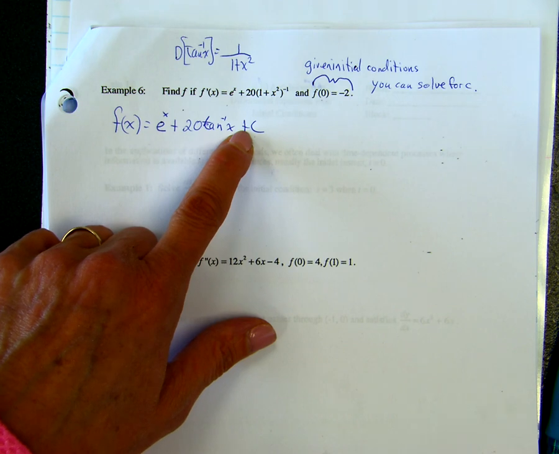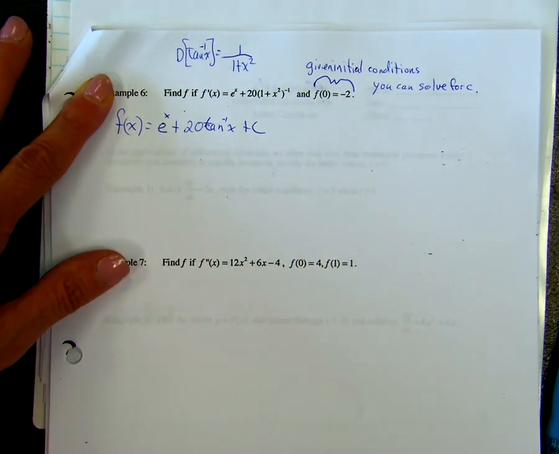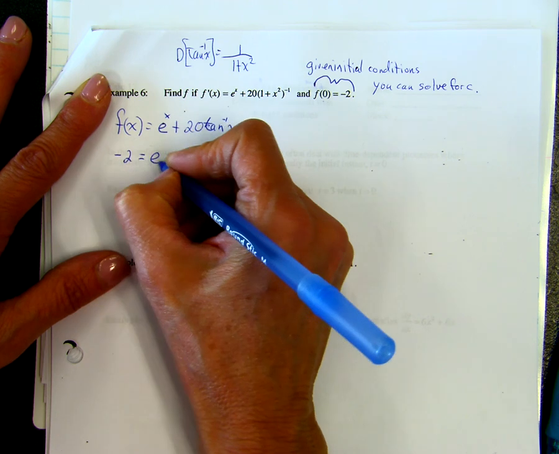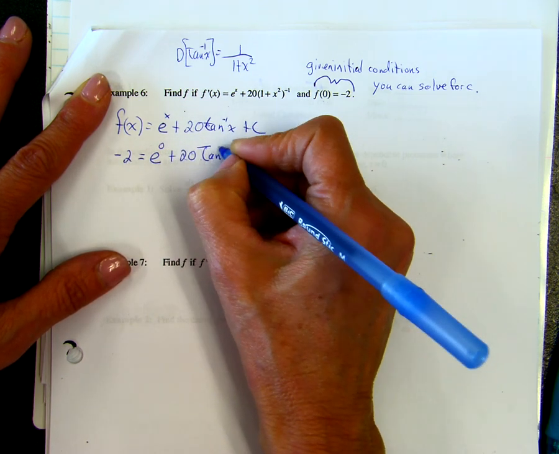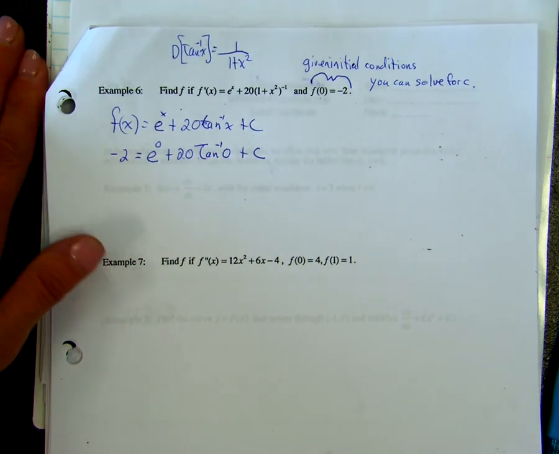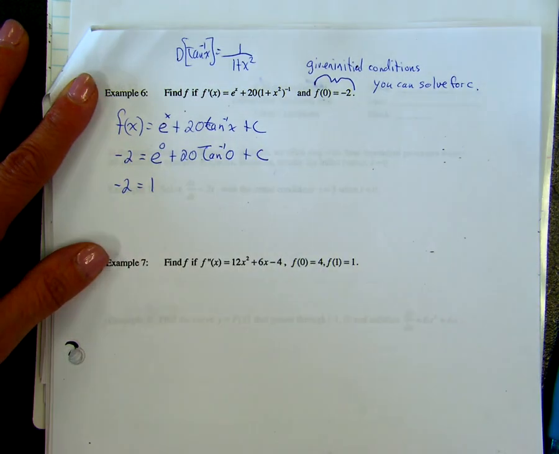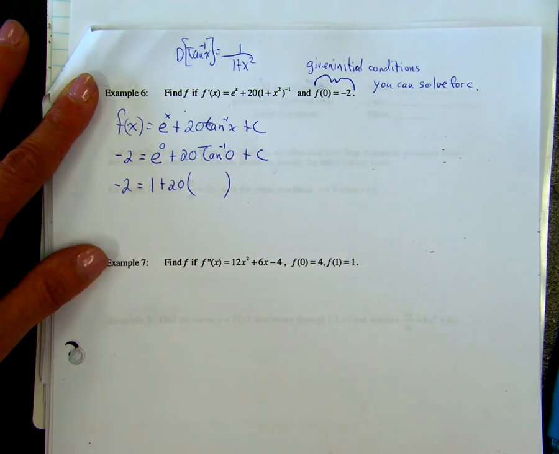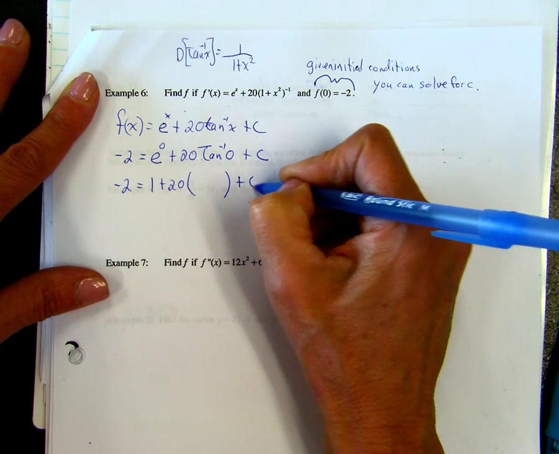How do I know what the constant is? I put in my initial conditions. That is, f of x is equal to negative 2 when x is equal to 0. Or negative 2 is equal to e to the 0, which is 1, plus 20 times the angle that has a tangent of 0. What angle has a tangent of 0?